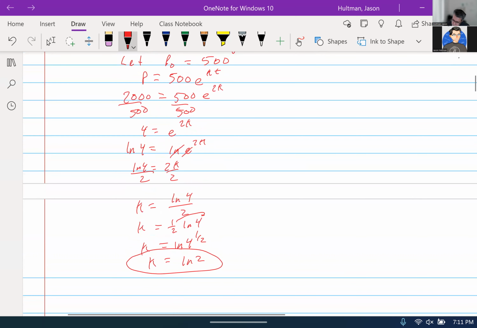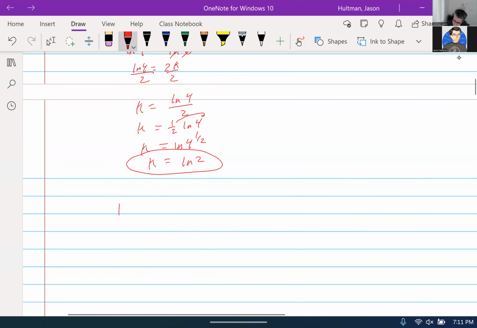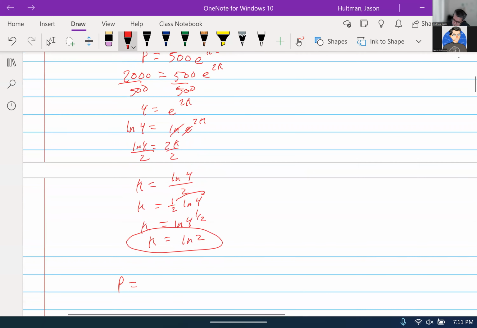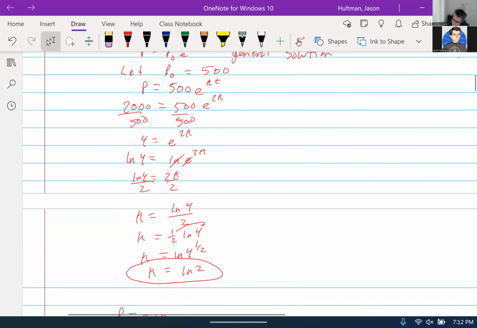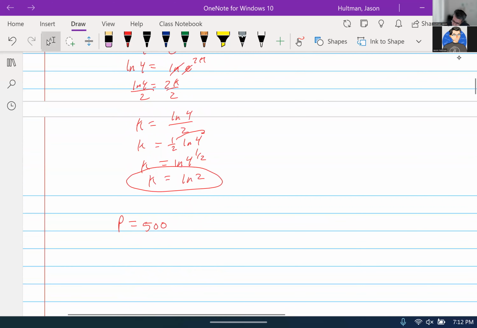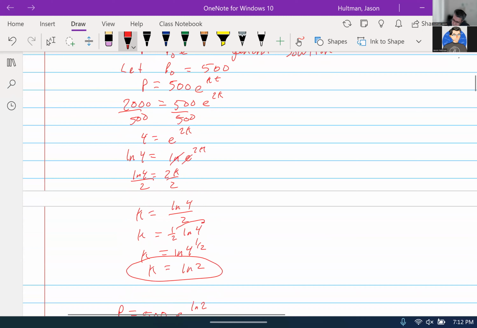Because once again, what do we have? We have P equals 500 e to the kt. Well, now we know what k is. So our function really becomes P equals 500 e to the k, which is natural log 2 times t.